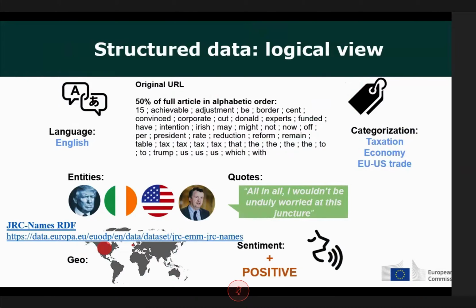Inma proposed that I mention at this time that, additionally to this dataset I'm talking about, there is already on the ODP portal a dataset on entities. So if you're interested in entities, there is already a dataset we make available, which is called GRC names.